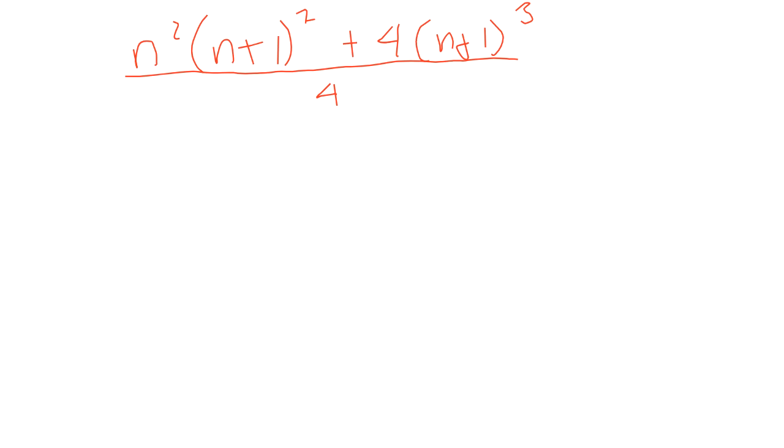So look at this now. I'm not going to factor out anything yet. I'm going to write it a different way. I'm going to write it as n squared, n plus 1 squared, plus 4 times n plus 1 times n plus 1 squared. So I kind of expanded the n plus 1 cubed.